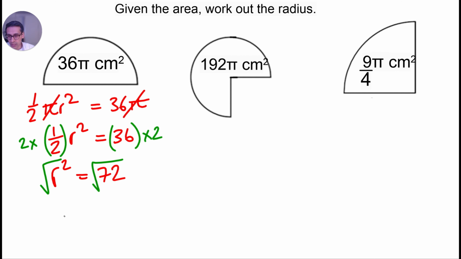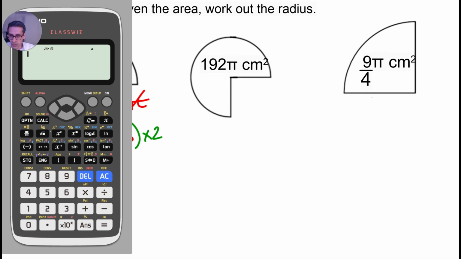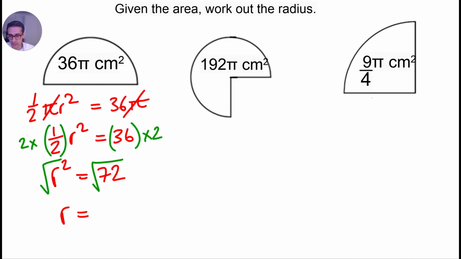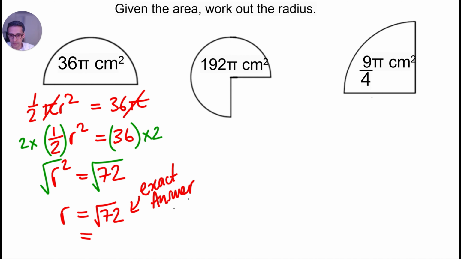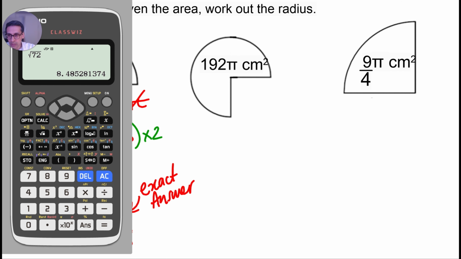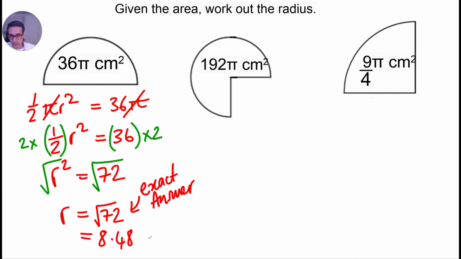Now 72 is not a square number, so we might have to just use a calculator to work this one out. So it's the square root of 72, which is going to give you 8.48. Now we could actually just leave this. The radius is root 72. This is the exact answer. You haven't done roots yet, so you might just want to turn that into a decimal if it asks you. So that would, remember, give you 8.48. I think that is rounded to, well, it would be 8.49 if it's to 2 decimal places.